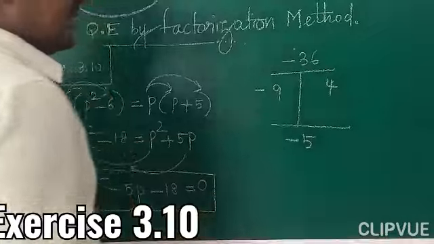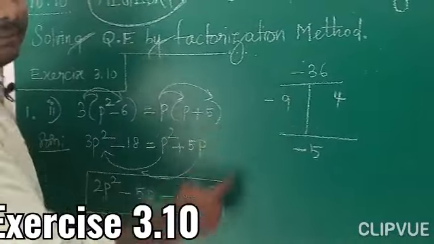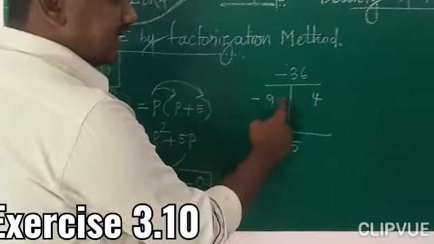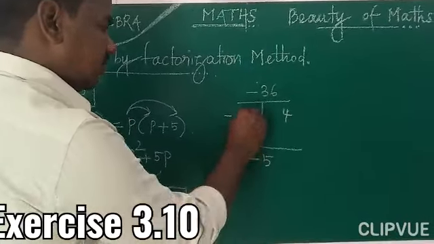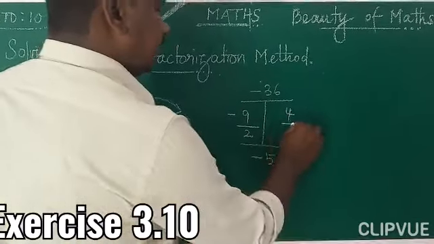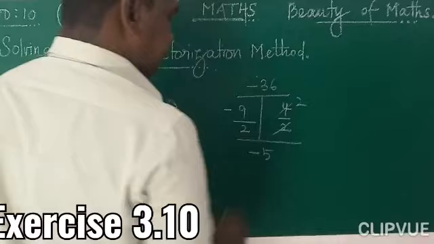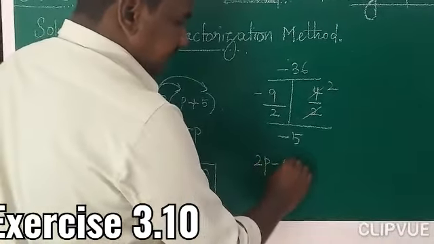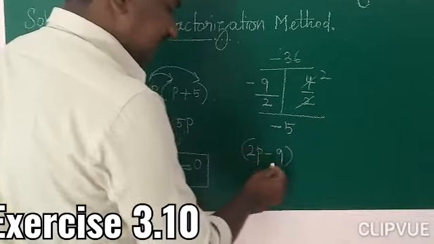So we assign minus for the biggest number, 9. So minus 9 plus 4 is equal to minus 5. Minus 9 into 4 equal to minus 36. You know one thing, you multiplied it by 2, so you want to divide by the number 2. 1 time, 2 times. See, it can be written as 2p minus 9, 2p minus 9, the factor form.